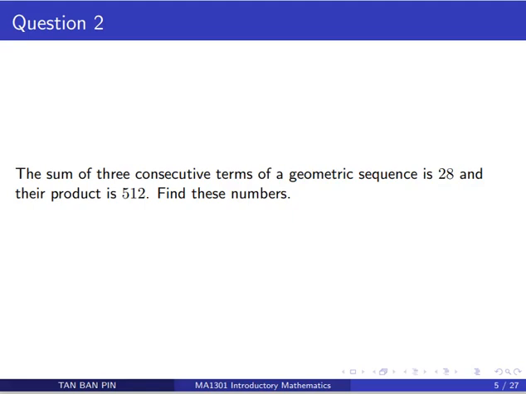In this question, you are given the sum of three consecutive terms of a GP is 28 and the product is 512. So you are given three consecutive terms. You can let the first one be A, and then the second term will be AR, the third term will be AR squared. You can also let the first one be AR squared. It doesn't really matter. So let me use A, AR and AR squared for the three consecutive terms of the GP.